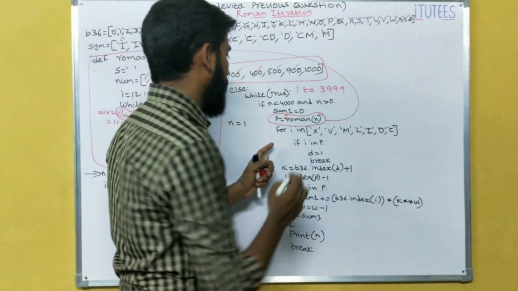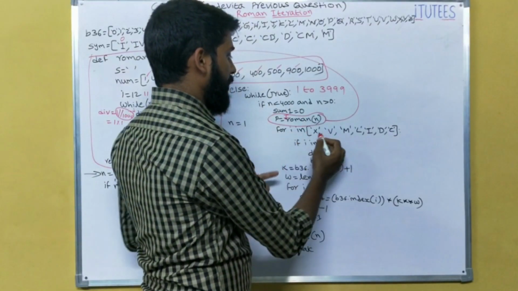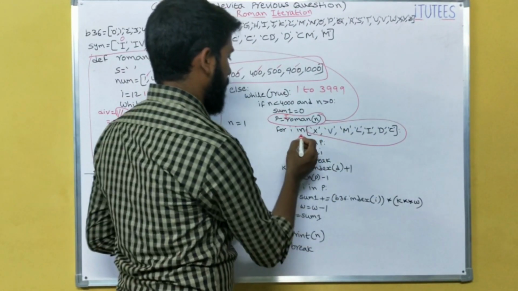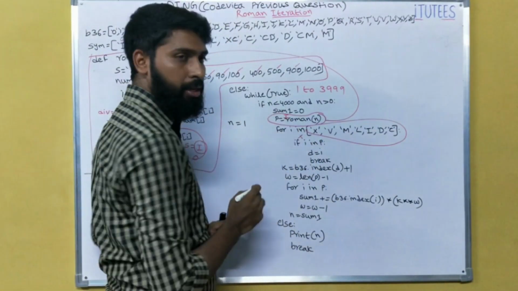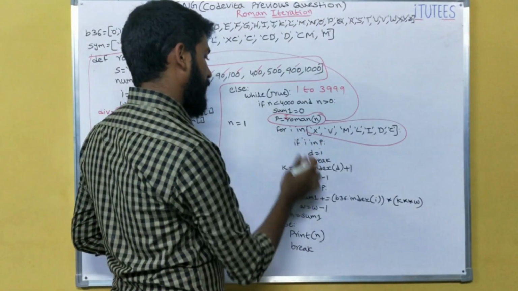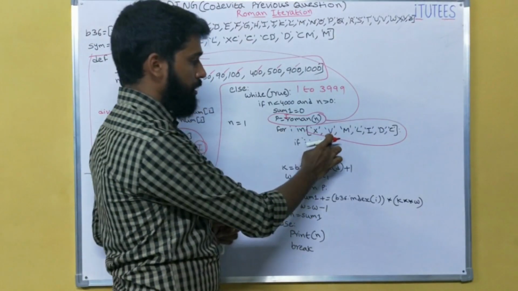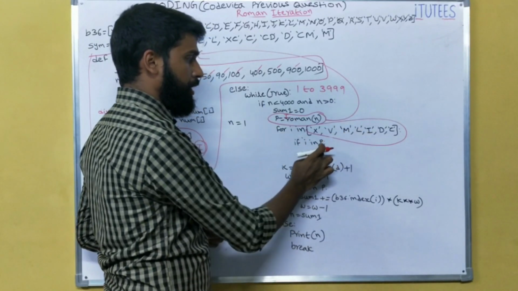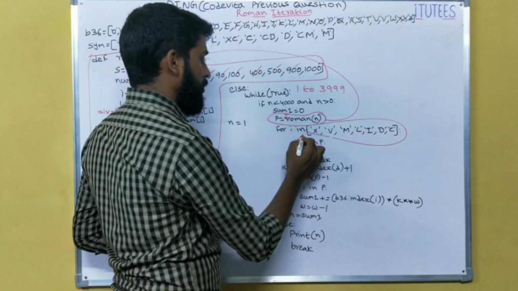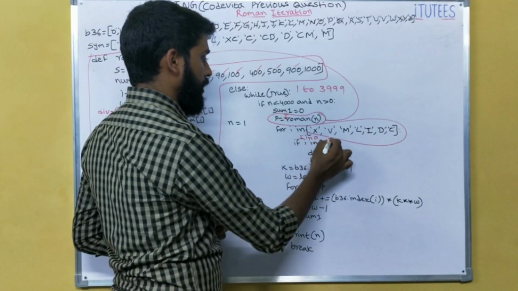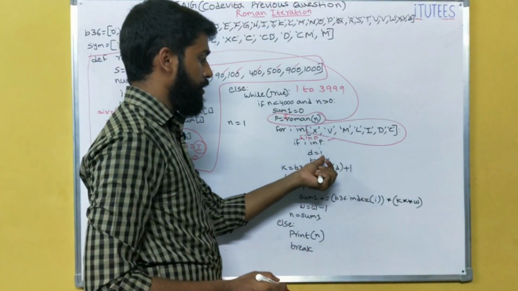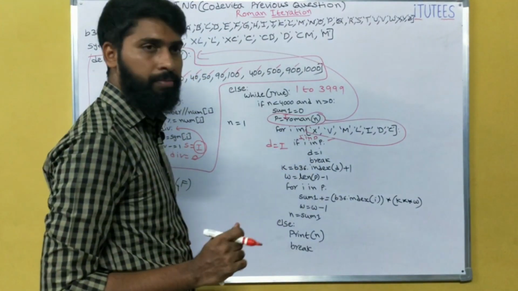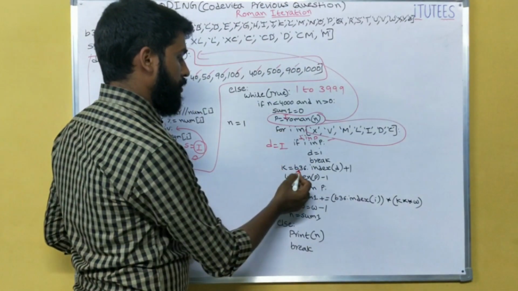Next we can check that. For I in this list, so what is the list? X, V, X. So first I becomes X. X in P? No. So in next iteration I becomes V. V in P? No. M in P? No. L in P? No. I in P? Yes. So I in P is true, so D equals I. That means now D equals I. Break.